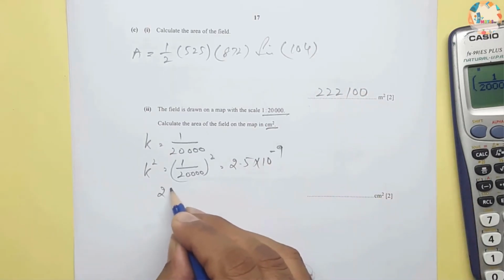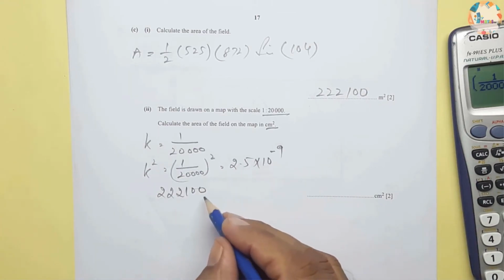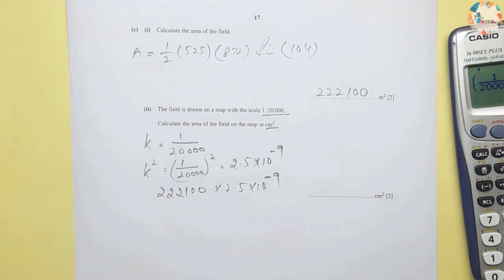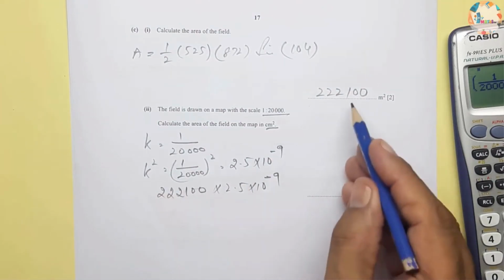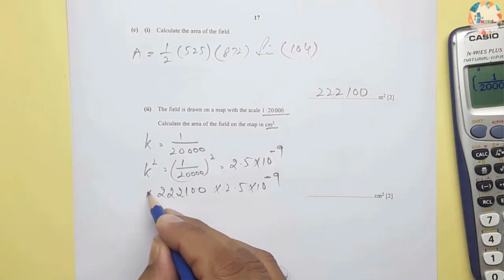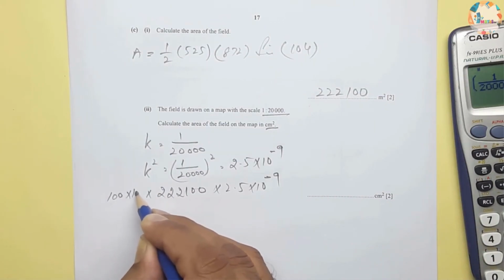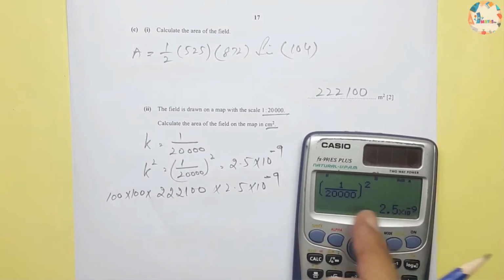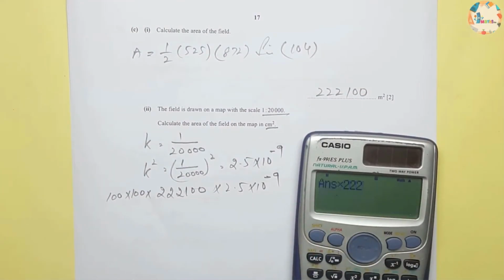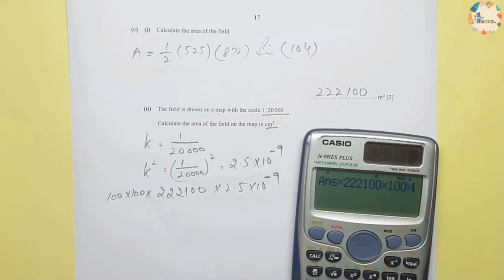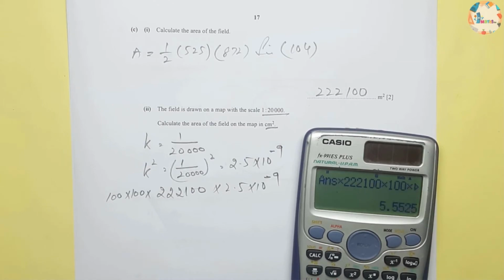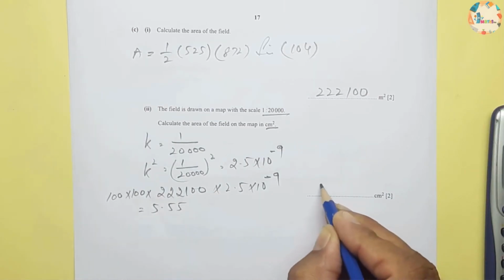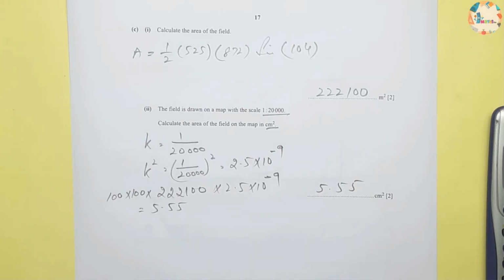Then we'll have to multiply the area we have calculated, 222,100, by 2.5 into 10 raised to the power minus 9. But this area is in meter square, so we'll have to change into centimeter squared. So we'll multiply by 100 into 100 for both dimensions in centimeters. So multiply by 222,100 and multiply by 100, also again multiply by 100. This will be equal to 5.55. Answer will be 5.55 centimeter square.